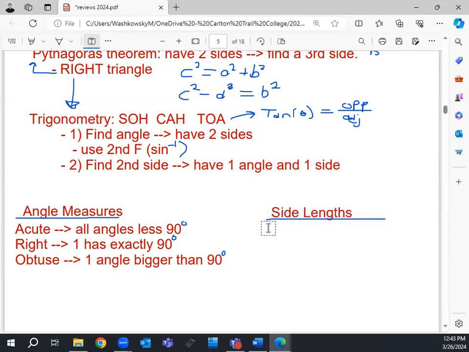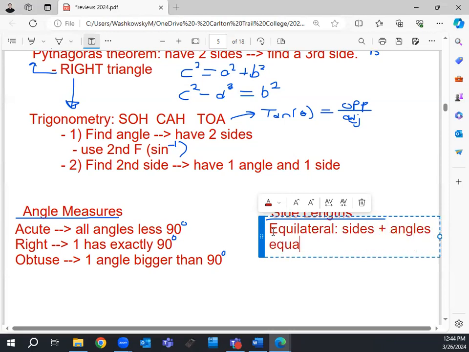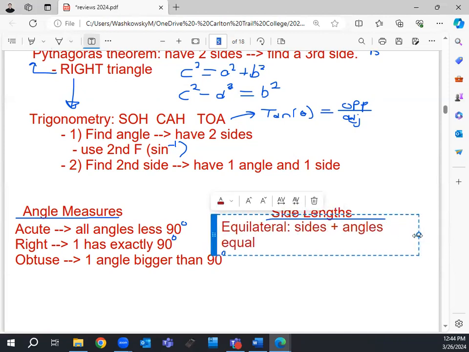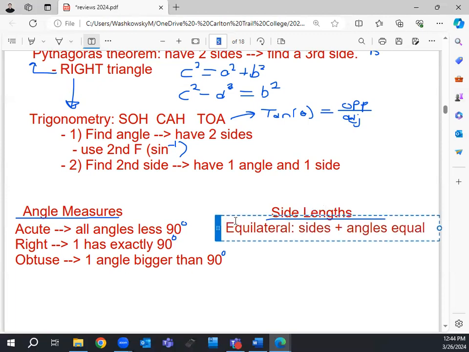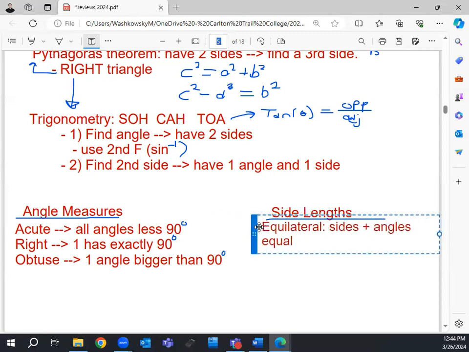Then the next one we have is different side lengths. The first one is an equilateral triangle. This is where the sides and the angles are all equal to each other. If one side's 5 meters, then every other side's 5 meters, for example.